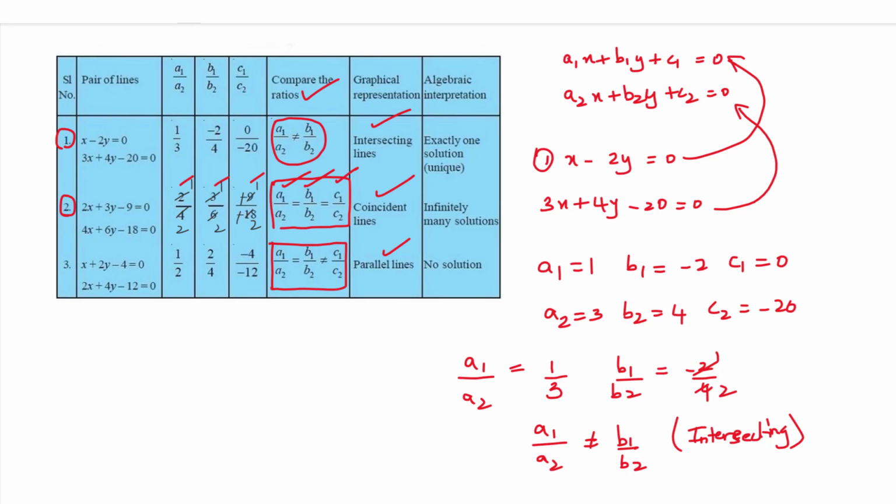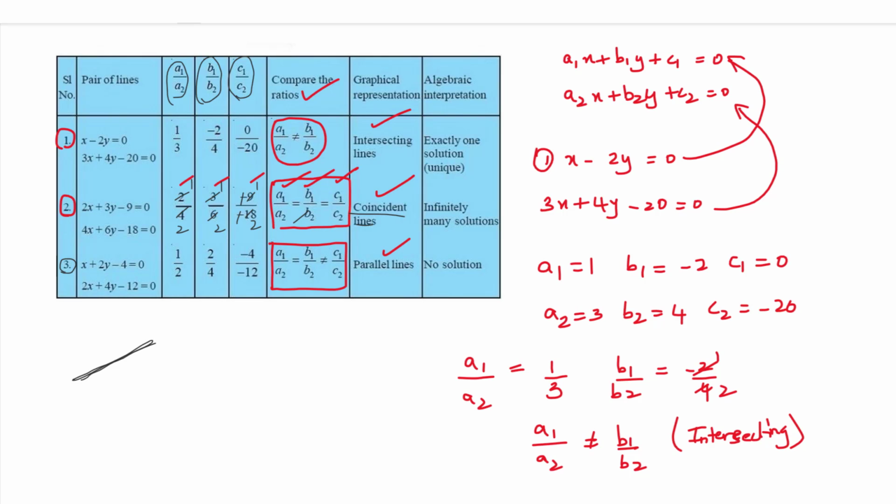So a1 by a2, b1 by b2, c1 by c2, see all the ratios are equal. So in this case, we say that the graph is a coincident line. What do you understand by coincident line? One line over the other line, like they'll meet at many points.